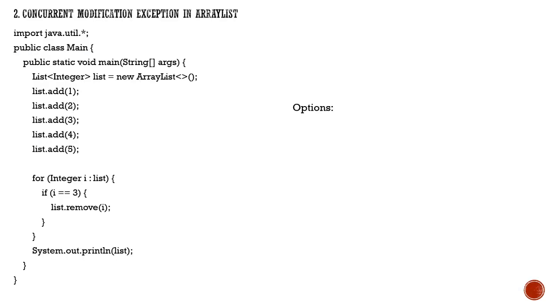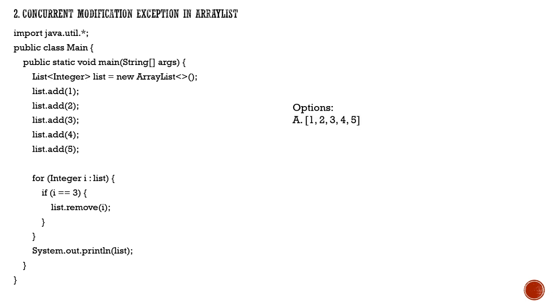Let's look at the second problem, that is ConcurrentModificationException in ArrayList. Here there is a list of type Integer, and I am trying to add 5 elements inside it. After the addition, I'm going to walk through the list using a for loop. When the loop enters the third iteration, it is going to remove an element from that list. Ultimately I'm trying to print the elements. Can you guess what the output would be?